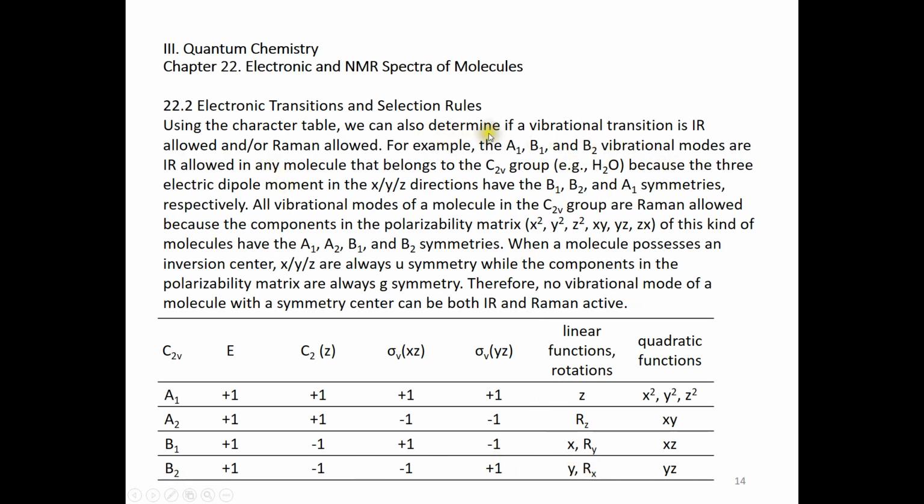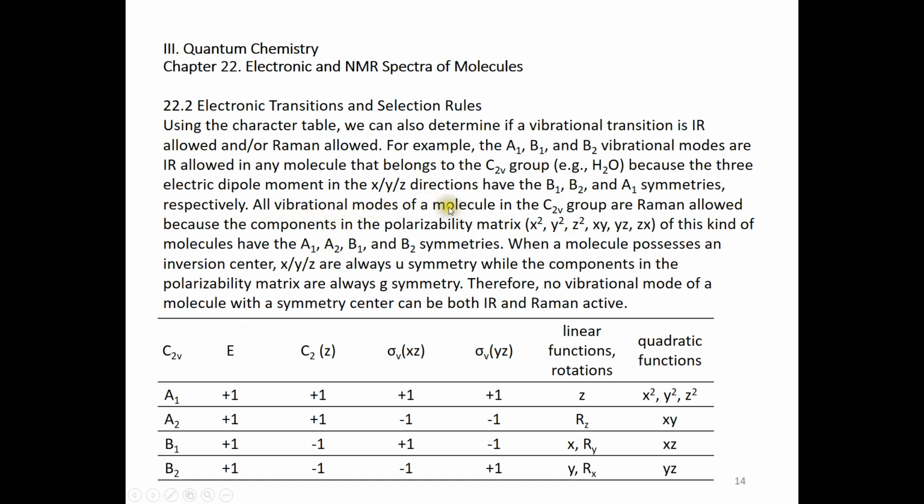All right, so this is how we determine if a vibrational transition is infrared allowed. Again, this molecule absorbs a photon and it can be excited or de-excited as long as it's infrared allowed. To determine whether it's infrared allowed, you need to look up the symmetry of x, y, and z. They correspond to the symmetry of the electric dipole moment. So if you have B1, B2, or A1 symmetry, it's going to be allowed.